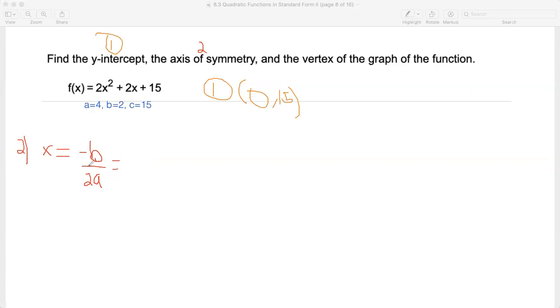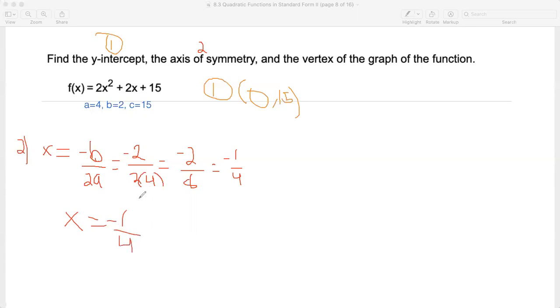Okay, so x equals negative b, so that would be negative 2 over 2 times a, and a is 4. Okay, so I see I'm going to have a fraction. That's okay. Let me clean this up. So that's negative 2 over 8, which looks like negative 1/4. All right, so my line of symmetry is x equals negative 1/4.